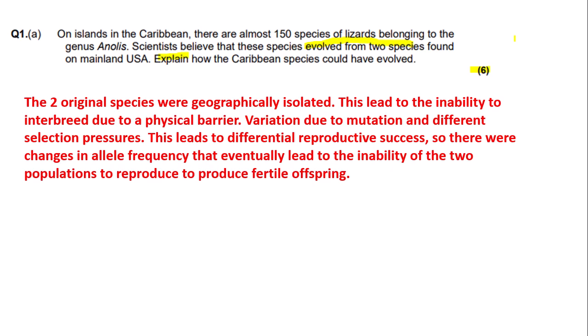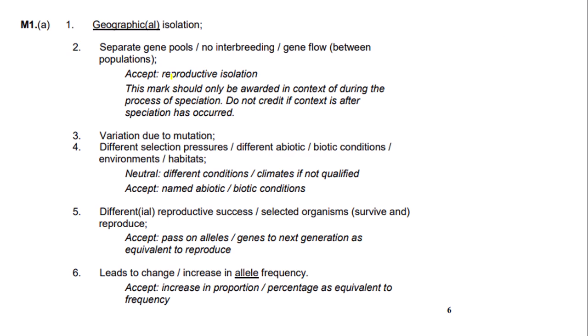So let's look at the mark scheme. The first marking point is geographical isolation. We put that so we would get the mark. Notice how the word geographical is underlined here, so you must refer to the word geographical to get the mark. The second marking point says there are separate gene pools / no interbreeding / gene flow between populations, we put that there is no interbreeding, so we would get the mark. Also, it accepts reproductive isolation, so you could put this to get the mark as well.